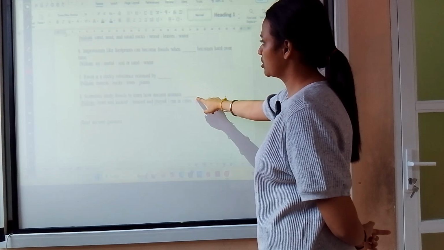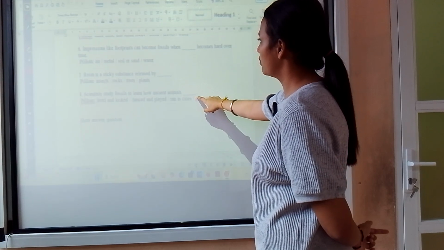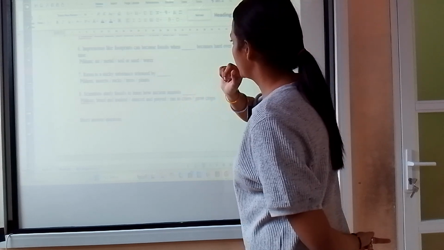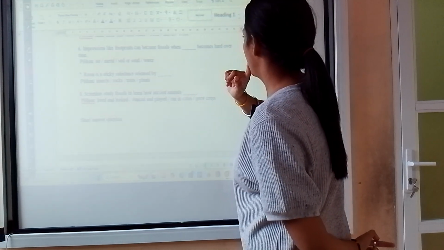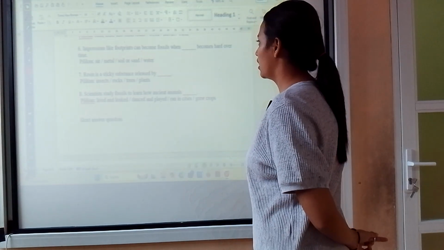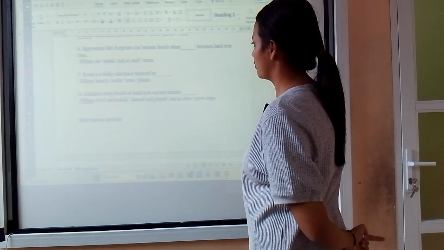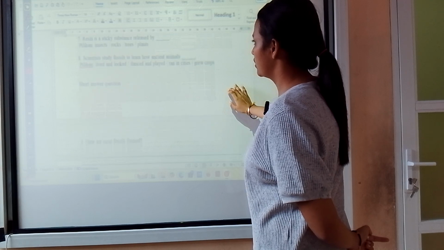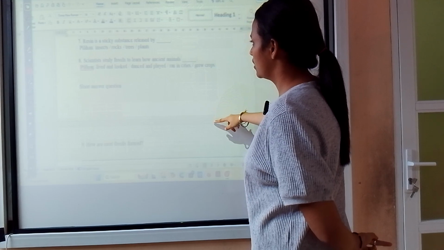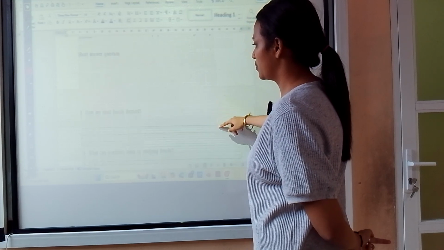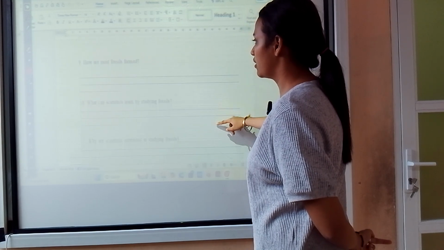Impressions like footprints can become fossils when mud or sand becomes hard over time. Resin is a sticky substance released by trees. Short answer question number 9. How are fossils formed?